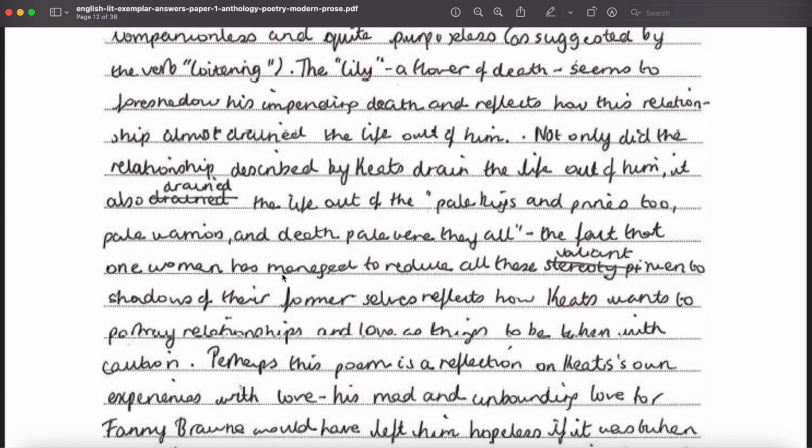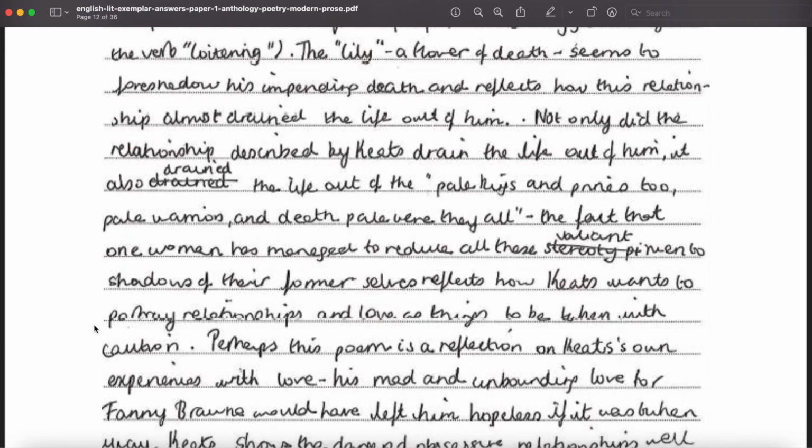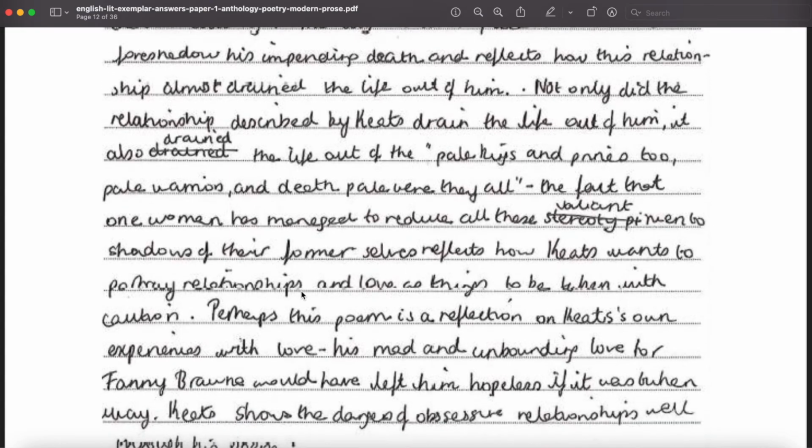The fact that one woman has managed to reduce all these valiant men to shadows of their former selves reflects how Keats wants to portray relationships and love as things to be taken with caution. So this is really beautiful writing. Why? Because she or he is presenting their point properly. That the point over here is that this type of relationship which is being shown in the poem is shown as destructive and draining and something to be taken with caution.